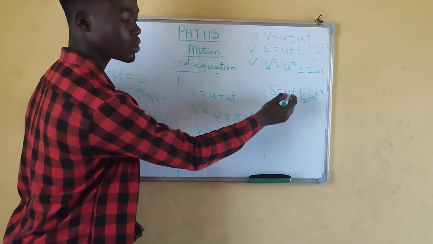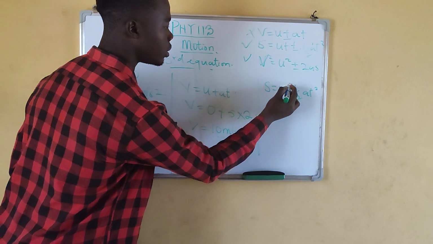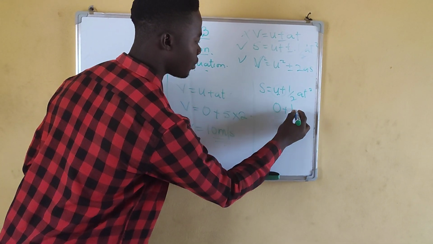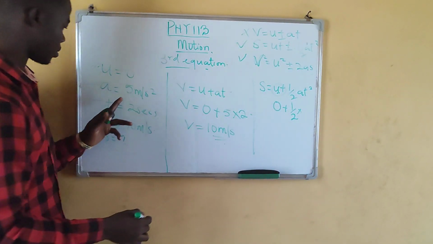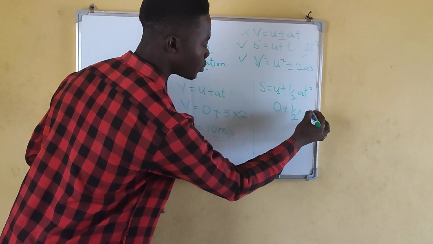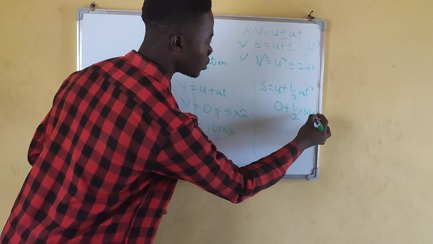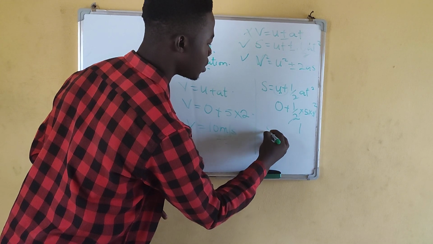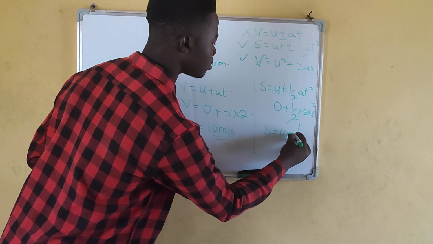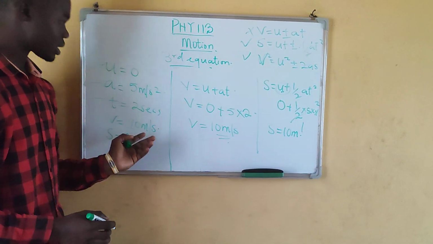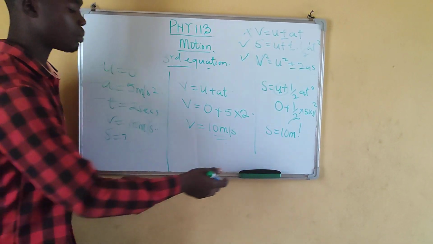U is 0, so definitely ut is 0, plus half. Your a is 5. Your t is 2, and 2 squared is 4. 5 times 4, that is 10. So you have your distance to be 10 meters. That's when we use this formula. Then let's try and use this other formula and see if we have the same answer.